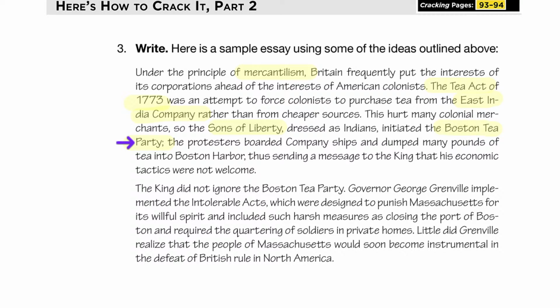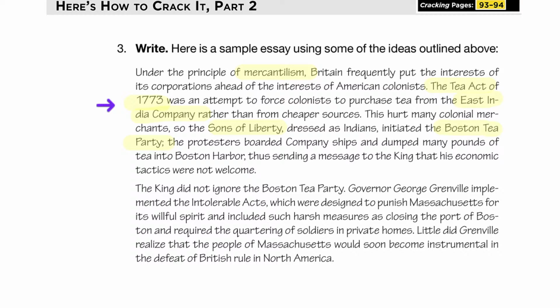"The protesters boarded company ships and dumped many pounds of tea into Boston Harbor," so this means the person knows what the Boston Tea Party was about, "thus sending a message to the king that his economic tactics were not welcome." Now, what do we have there? We have an answer to the question, which is what the rebellion is. That's question A. We've also answered question B, which is causes. So hopefully we're going to see effects in paragraph 2.